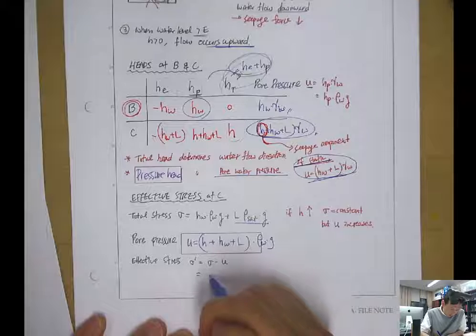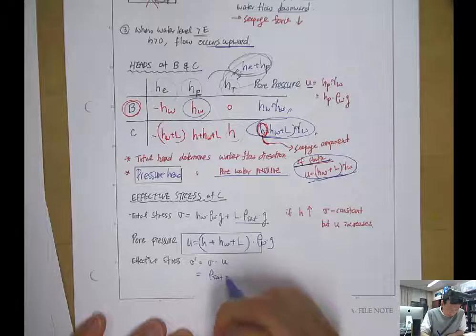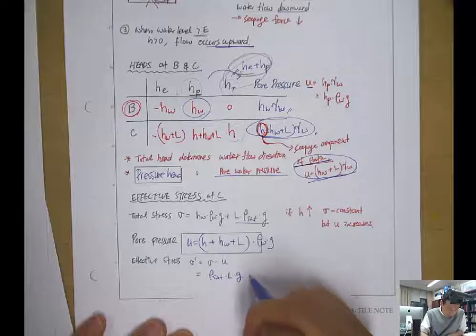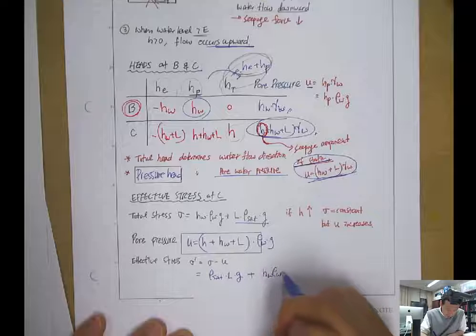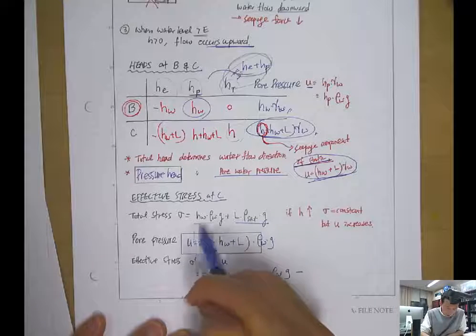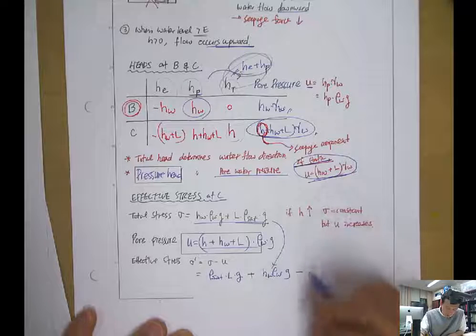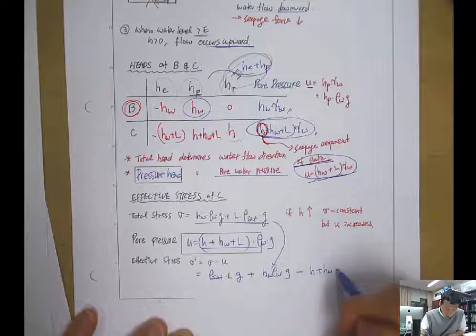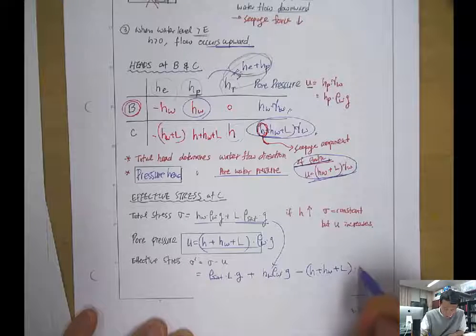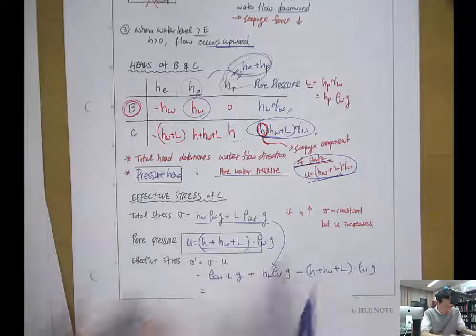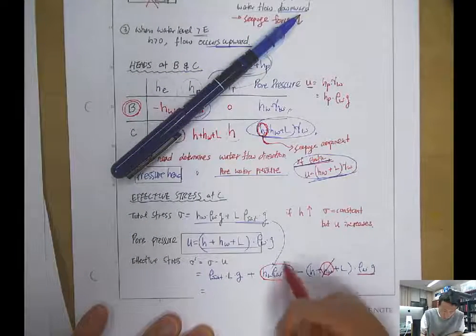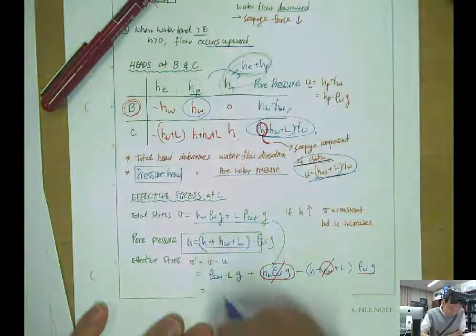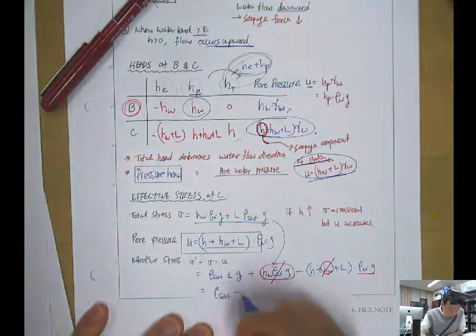So here, rho sat L g plus HW rho W g, minus, this is the total stress from here, H plus HW plus L times rho W g. And then you can see that this term is this, so it will cancel out. So rho sat minus rho W, and we can combine the L.